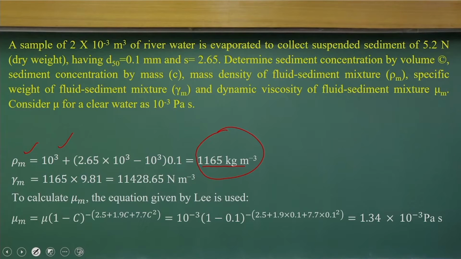In the same way you can compute the dynamic viscosity. Just substitute the C value, and mu is known to us. You can see that mu m is a higher value than the clear water because of the presence of the sediment concentration. It's a simple example just to demonstrate how we can compute it if we know the sediment concentration.